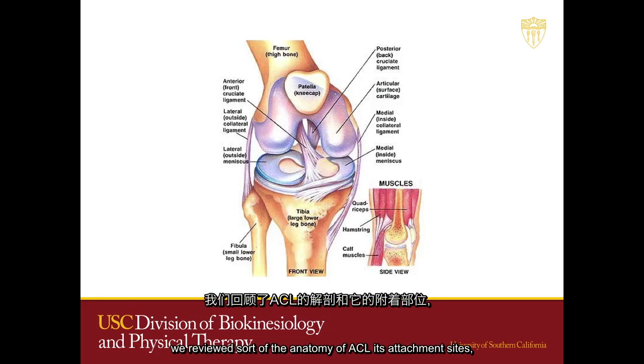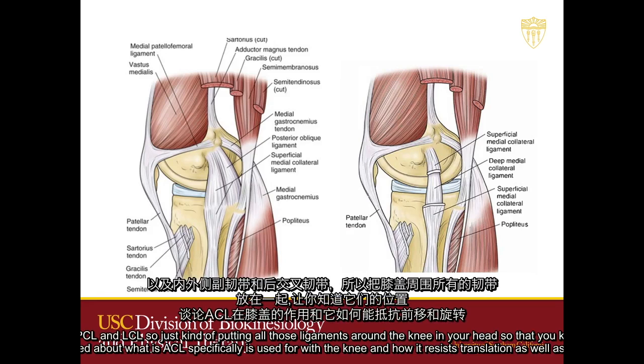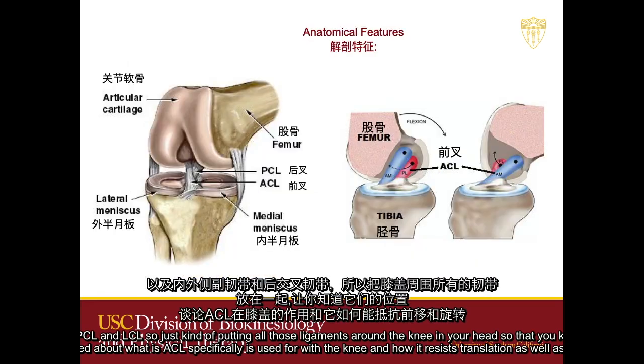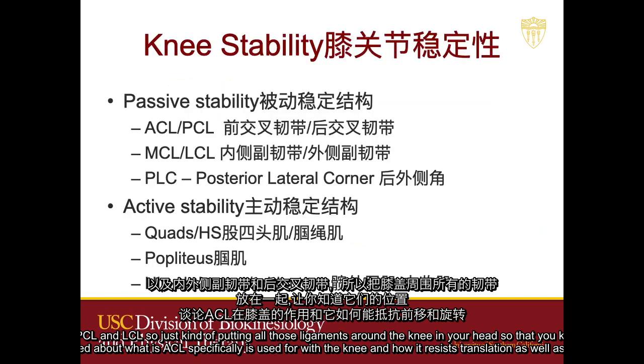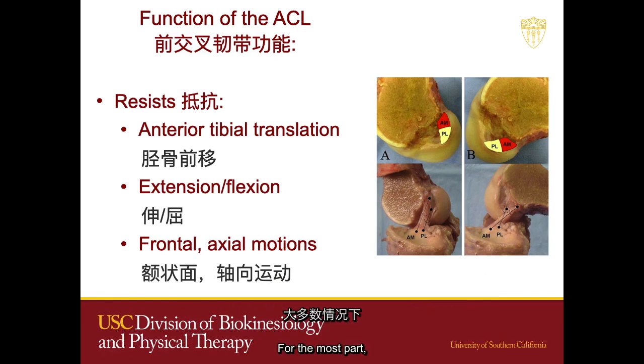We reviewed the anatomy of the ACL, its attachment sites, as well as looking at the MCL, PCL, and LCL. So just kind of putting all those ligaments around the knee in your head so that you know where everything is, and we talked about what the ACL specifically is used for with the knee and how it resists translation as well as rotational movements for the most part.